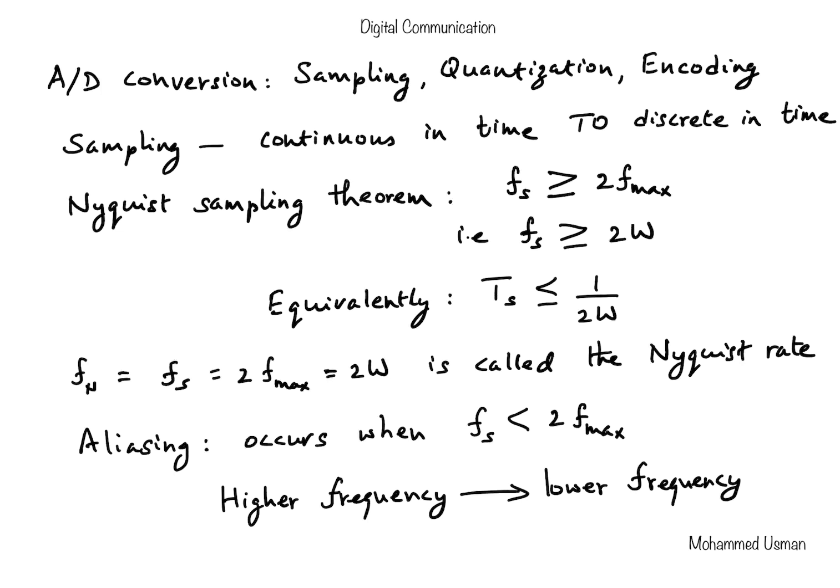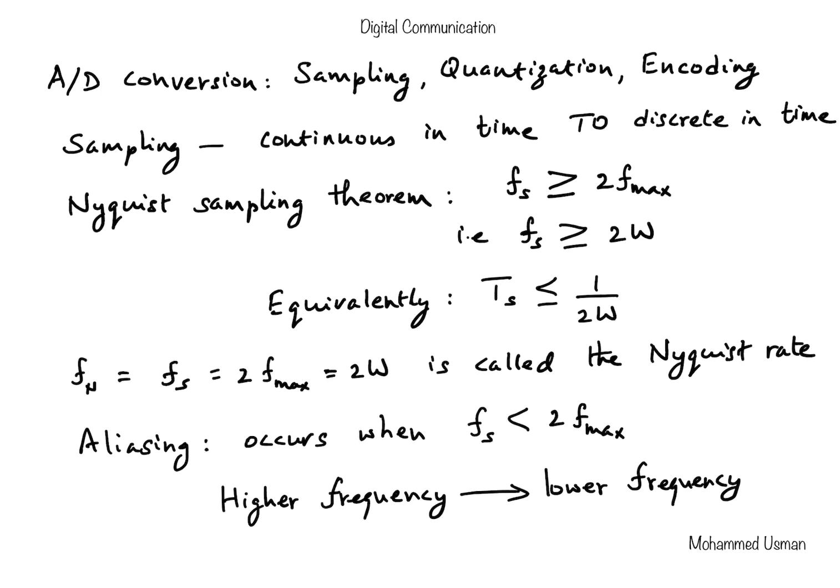And we then discussed the process of sampling in more detail, and we saw how the process of sampling is done. As a result of sampling, a continuous signal, a signal which is continuous in time, gets converted to being discrete in time. So the process of sampling converts a continuous signal to a discrete signal.